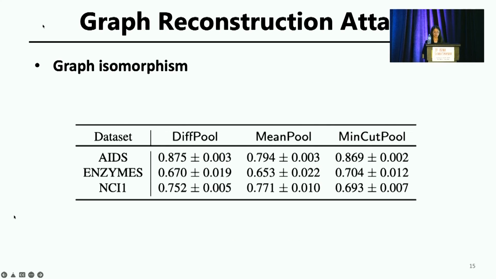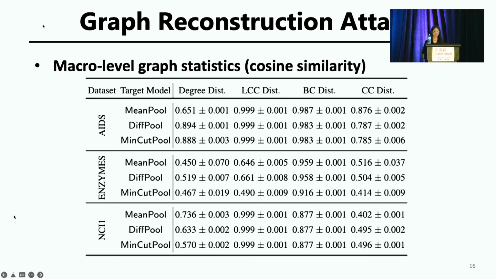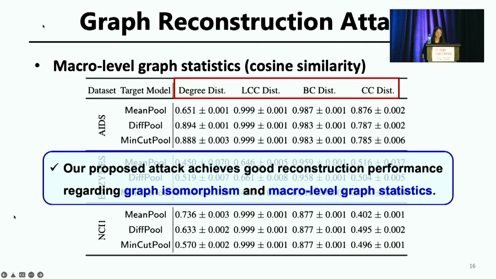And here is an experimental result. We use two types of metrics to evaluate the attack performance. The first one is graph isomorphism. It directly compares two graphs using a graph kernel. A graph isomorphism of one indicates two graphs are the same. And the second metric is the macro-level graph statistics. We adopt two widely used statistics here, such as degree distribution, etc. We use cosine similarity to measure the similarity between the tagged graph and the reconstructed graph. We show that our proposed graph reconstruction attack achieves good performance for both metrics.